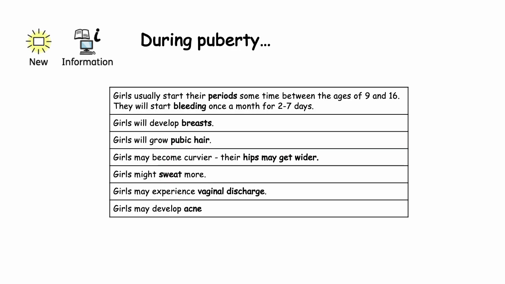During puberty, girls usually start their periods sometime between the ages of 9 and 16. They will start bleeding once a month for 2 to 7 days. Girls will develop breasts. Girls will grow pubic hair. Girls may become curvier. Their hips may get wider. Girls might sweat more. Girls may experience vaginal discharge. Girls may develop acne.